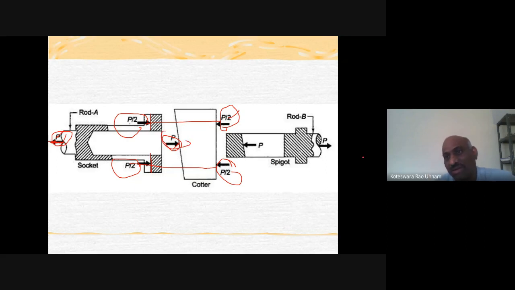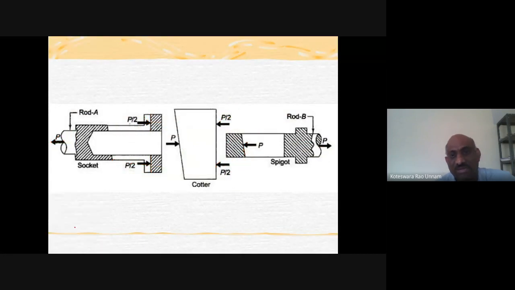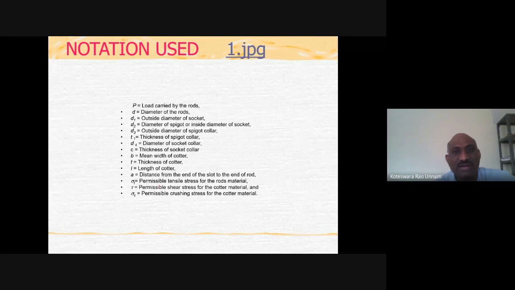Then if you see the free body diagram of this spigot, it is subjected to a force here, then the reaction should be only at the cotter. This portion is inserted into this spigot, so here it is going to be the reaction. This reaction you need to consider, that is P here. These are the free body diagrams for those parts. We'll use these free body diagrams to find the various dimensions of these three parts.